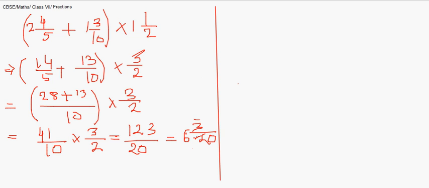Let me use another color. Apple one is okay. I'm writing 1 whole 5 by 6 multiplied to 2 whole 3 by 4 plus 1 whole 5 by 6 multiplied to 1 whole 3 by 4.